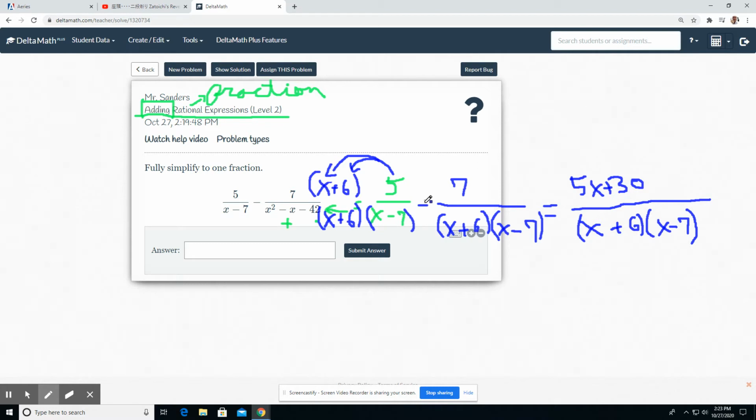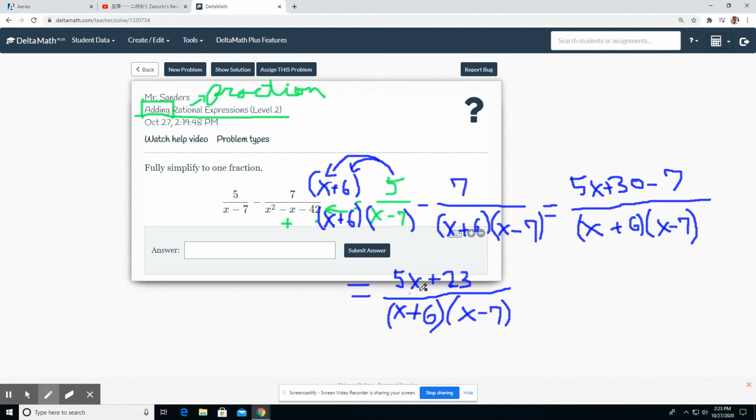Now I'm at that minus sign right here, and then I have just a 7. If I had more than one term here, that minus sign would have to distribute. But I only have one term, so I'll go ahead and combine like terms here. That now gives me 5x, 30 minus 7 is 23. And on the bottom is that same x plus 6, x minus 7.